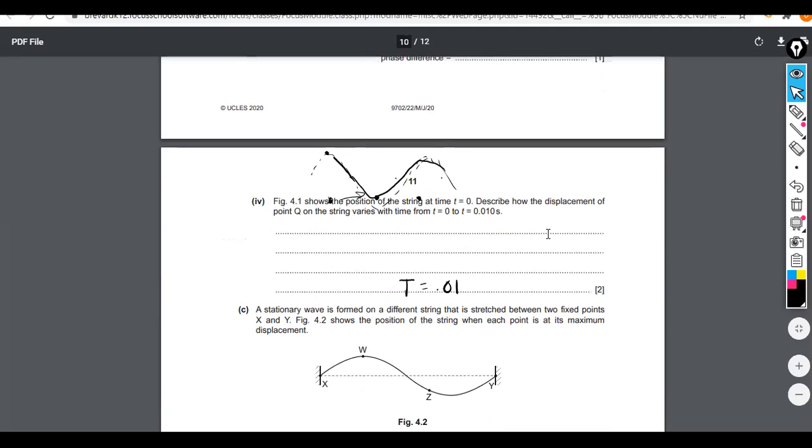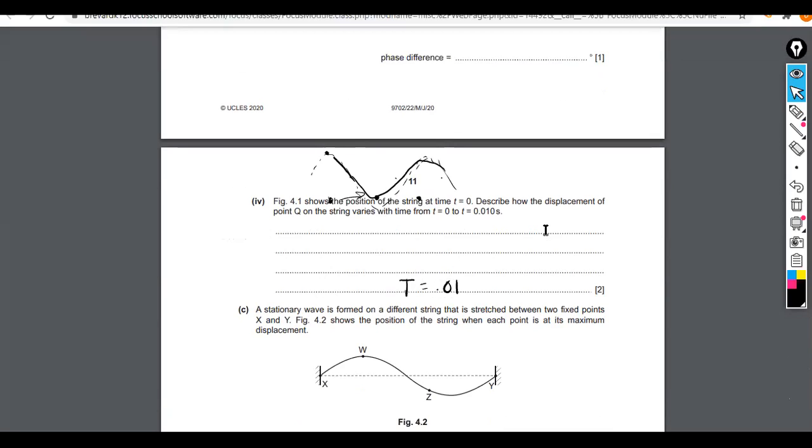The displacement of point Q doesn't change, 0. You kind of put that in your own words, right? Like point Q just kind of stays there as the wave sort of travels through it.